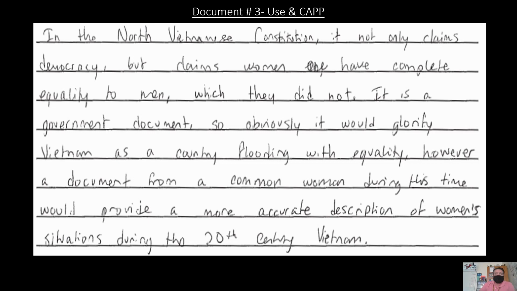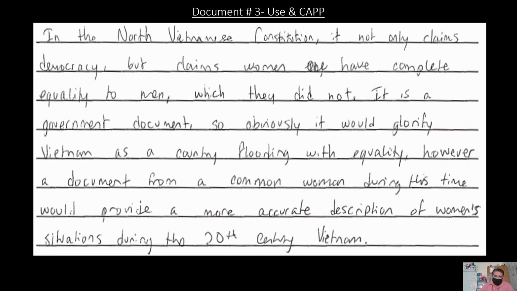Let's look at it. In the North Vietnamese Constitution, it not only claims democracy, but claims women have complete equality to men, which they did not. Okay, so that's using the document. It's very opinionated, but it's using the document. They kind of summarize certain aspects. This is when it gets into CAP.